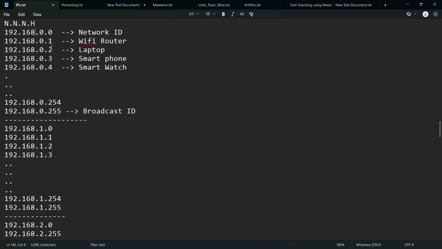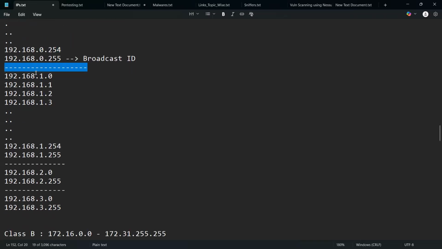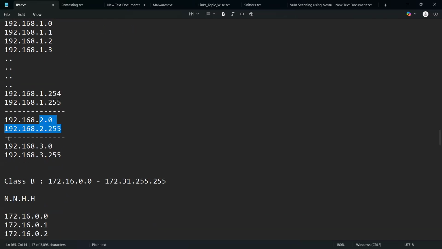So 0.0 to 0.255 can only communicate among themselves. They cannot communicate with any other network or any other device outside their network. So 0.255 can't communicate with 1.0 because the network ends over here. Similarly, from 1.0 to 1.255, that's one singular network. And after 1.255, the network divides again, and then the 2 dot network starts. So from 2.0 to 2.255, they can communicate with each other. And again, after 2.255, the network ends and then 3.0 starts.